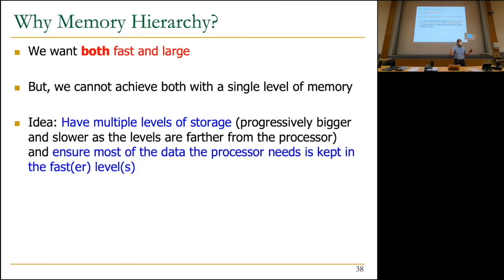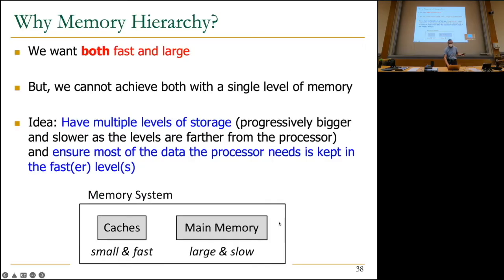But we want to ensure most of the data that the processor needs is kept in the faster levels or faster level, depending, and you can have multiple levels clearly. That's the idea of a memory hierarchy. Very simple, if you will. It's not that big, but this is what covers most of our hardware real estate today. So this is one picture of it. You have small and fast caches and large and slow main memory. This is showing only 2 levels.